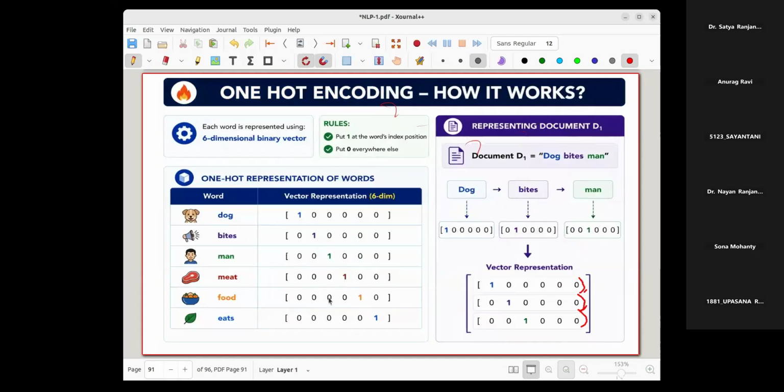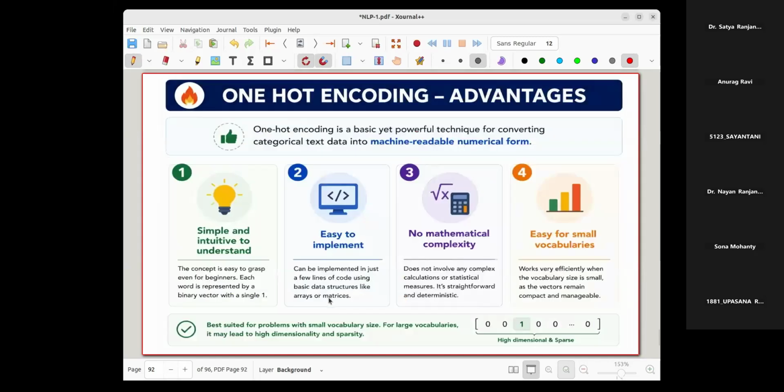Okay. So this is a very simple representation, or a simple form of converting text into numerical form. Let's see its advantages. This is a basic and very powerful technique for converting categorical text into machine readable numerical form. Why? Because it is simple and intuitive to understand. Anyone can understand that this is the ID of this word, and in that position you will have only 1, rest all are 0.